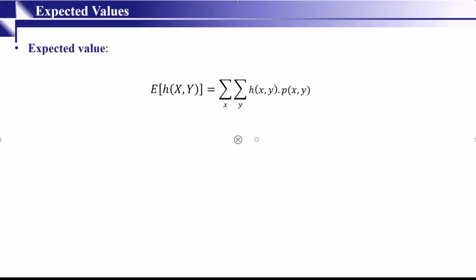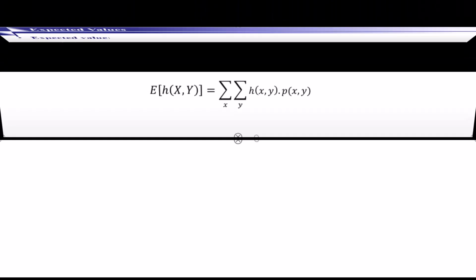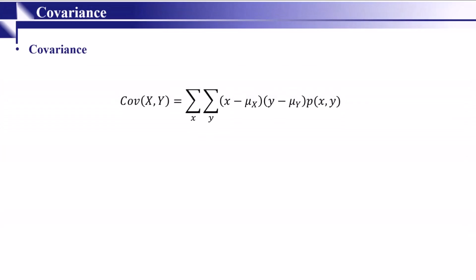This sets the stage for covariance and correlation that we're going to study in the next slides. So here is covariance. Covariance measures the linear relationship between two random variables. For example, if we have random variables x and y, then the covariance of x and y, we can write it in this way.